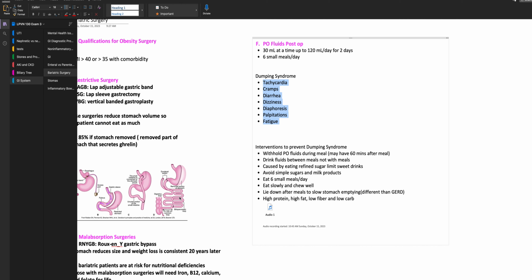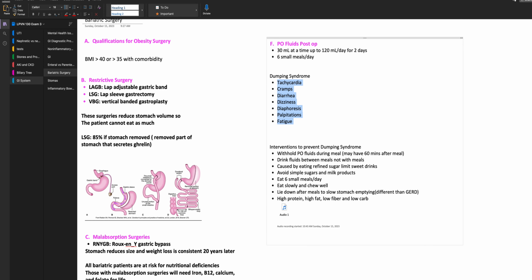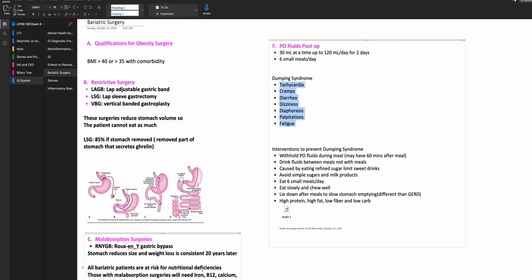All right, I'm going to talk about bariatric surgery. It's really a good thing. I used to work in a center of excellence for bariatric surgery when I worked in the PACU, and it was awesome. So the qualifications for obesity surgery include a BMI greater than 40 or a BMI greater than 35 with one morbidity, like somebody has diabetes with a BMI greater than 35.